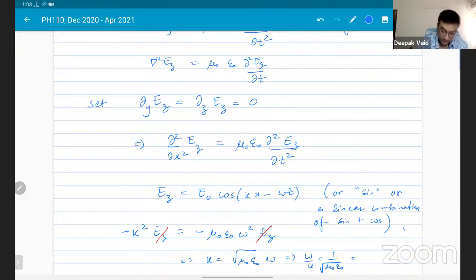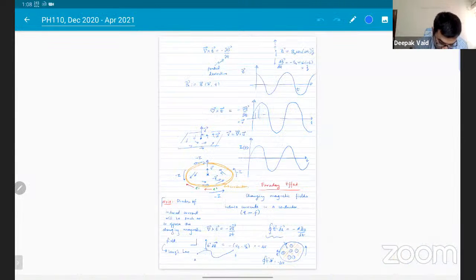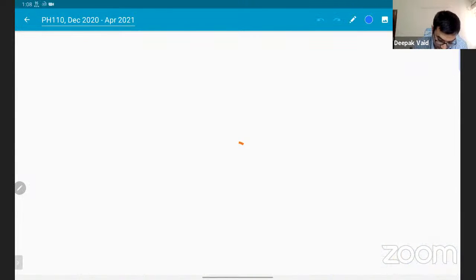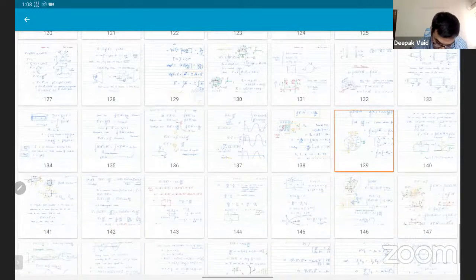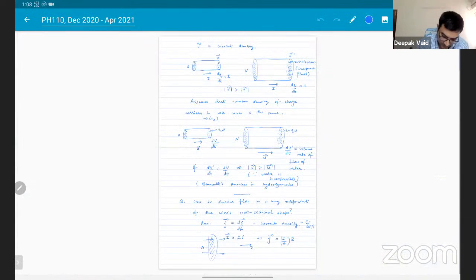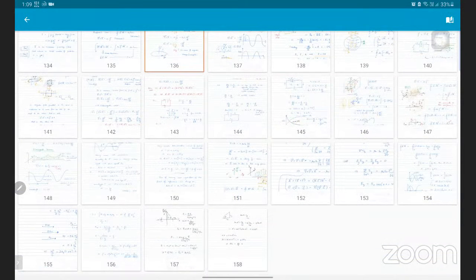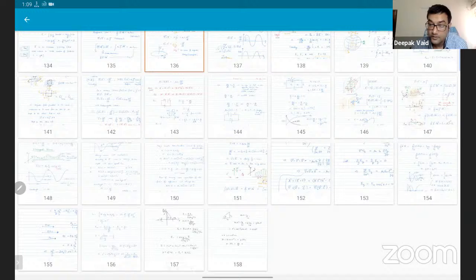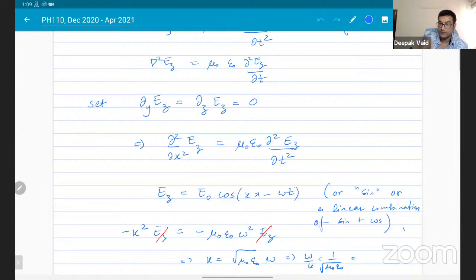Which is equal to, if you remember, we talked about this in one of our previous classes where I calculated 1 by root of epsilon naught mu naught. Do you remember what that was? I did this calculation in class. Velocity of light. C is equal to 1 by root of mu naught epsilon naught. You can take the values of mu naught and epsilon naught, and this gives C equal to 3 times 10 to the 8 meters per second.